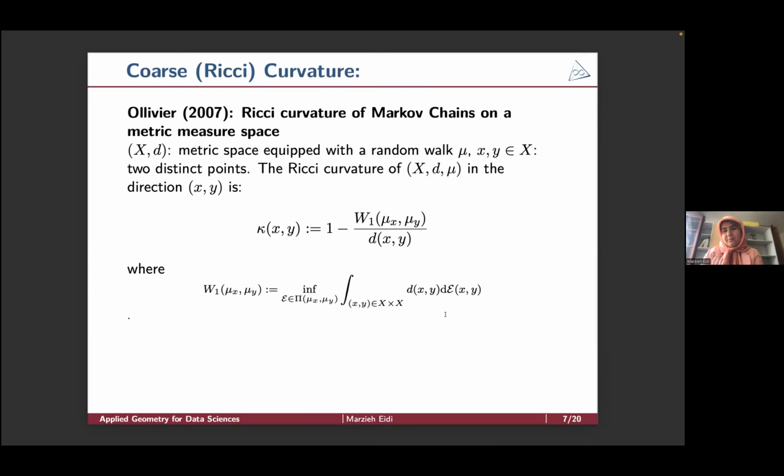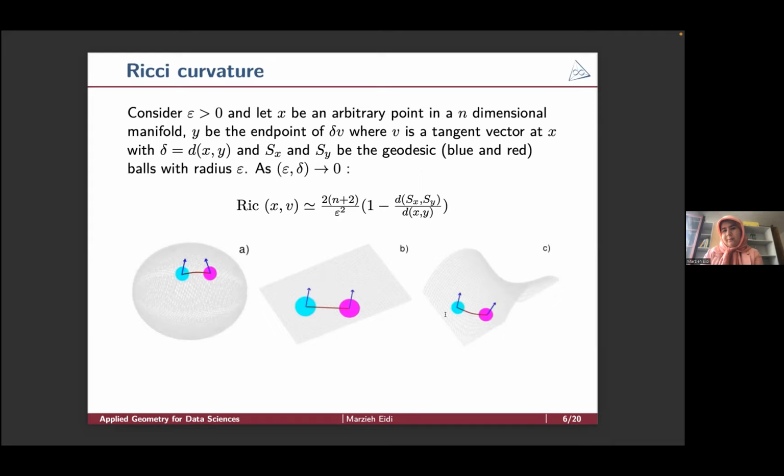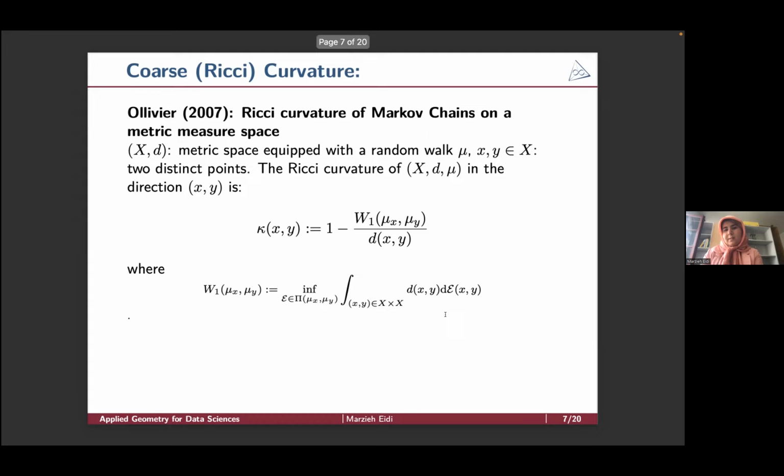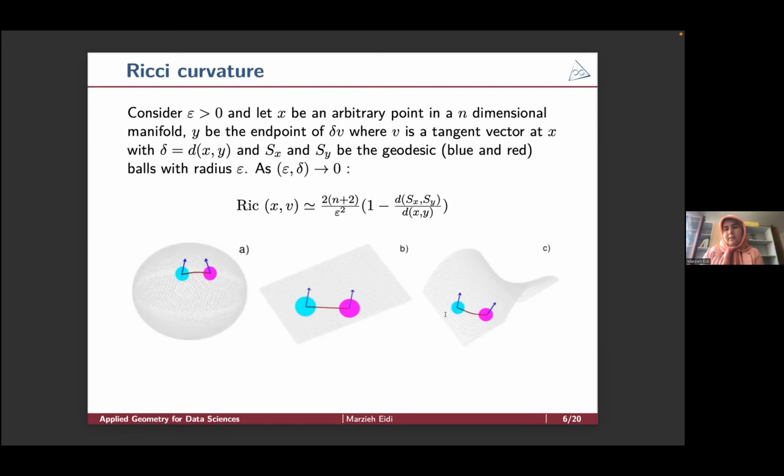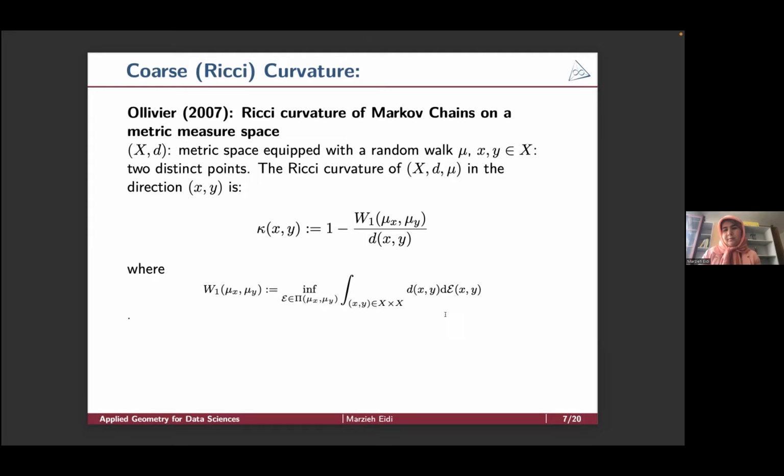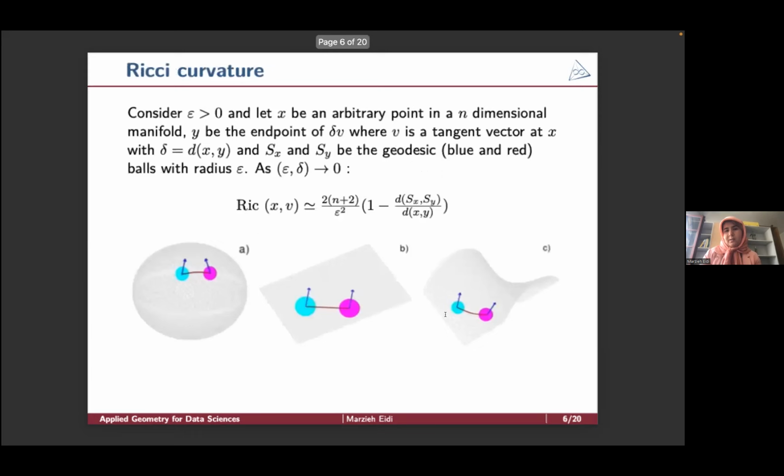So as you see, this formula is very similar to what I showed here, except that we are replacing the average distance between the balls with the Wasserstein distance between the probability measures corresponding to the random walk starting from the centers of those balls, of course excluding this factor. And this is a very general formula. From one side, we can talk about Ollivier-Ricci curvature of a Riemannian manifold. If we do that, we get the same Ricci curvature as in the Riemannian case up to this scaling factor.